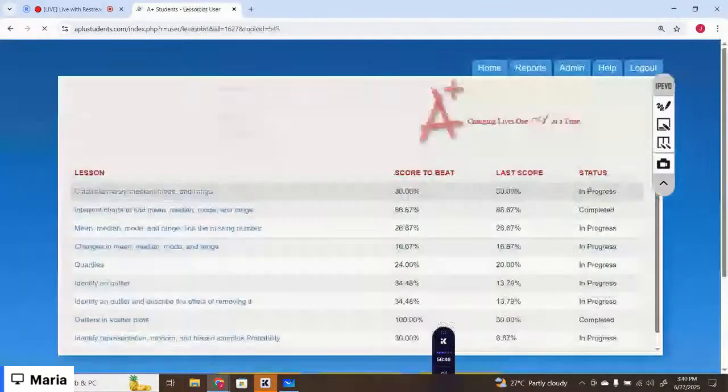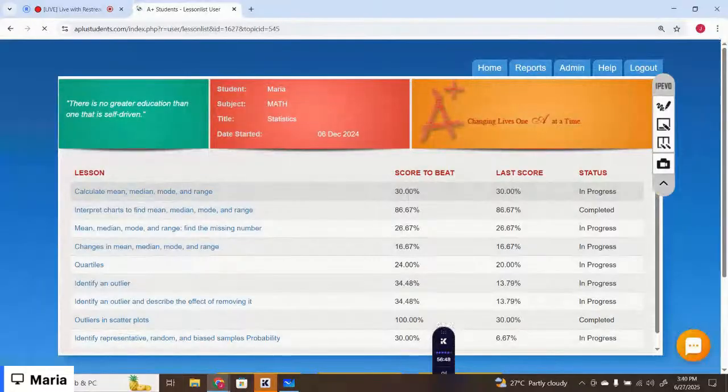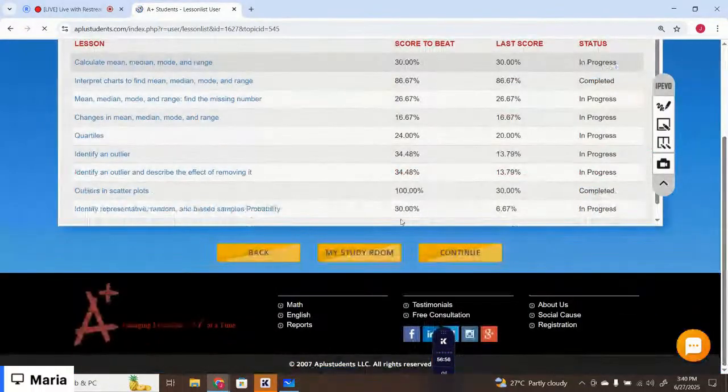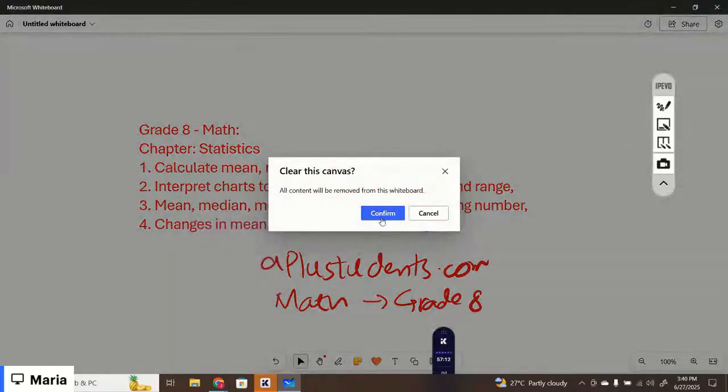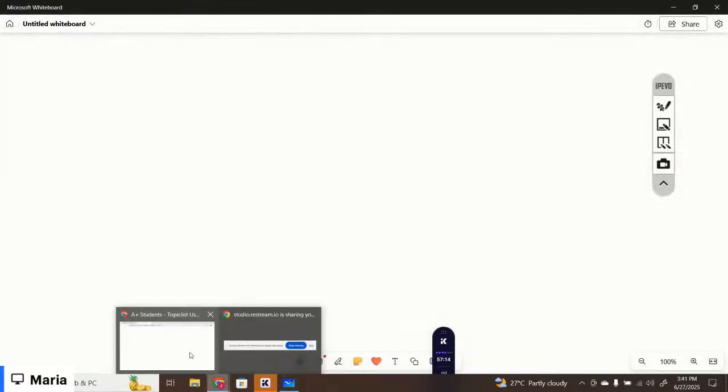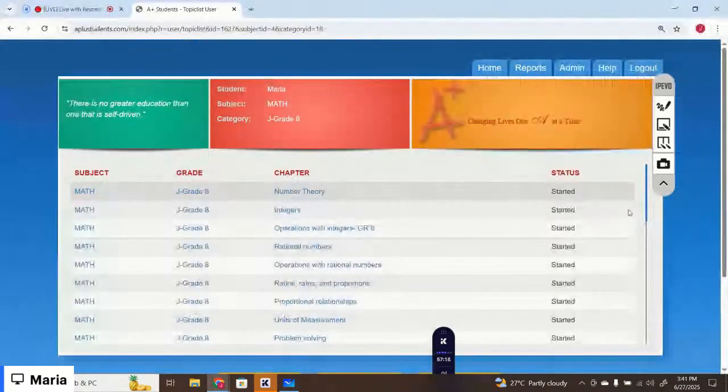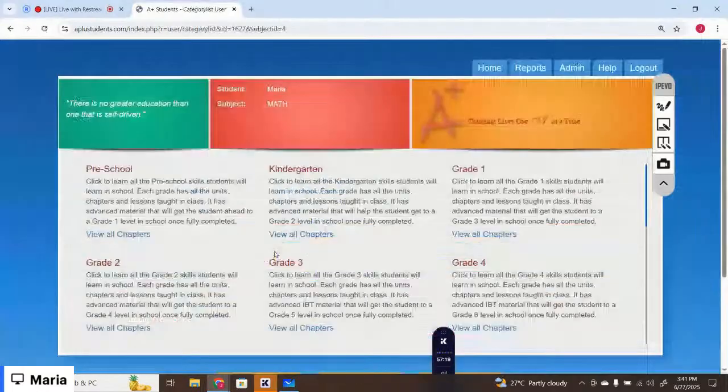Okay, you can complete the lesson by yourself. Today we were working on grade math. The chapter we are working on is statistics. We have covered calculating mean, median, mode, range, interpreting charts, defining mean, median, mode, range, finding a missing number, and changes in mean, median, mode and range. So please make sure before the next session you complete all practice questions for the lessons we just did. That is your homework for the next session.